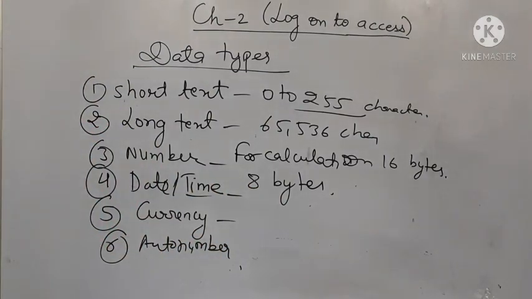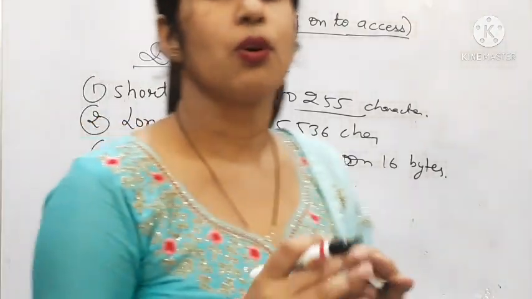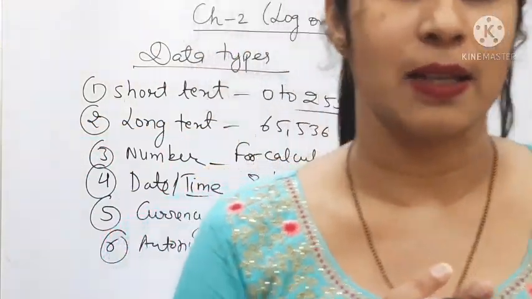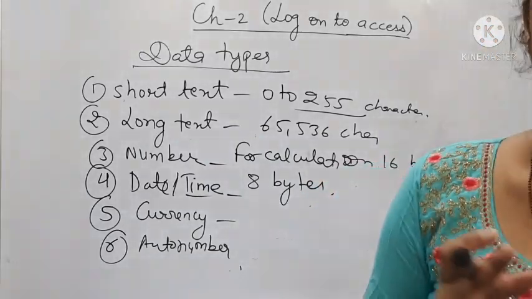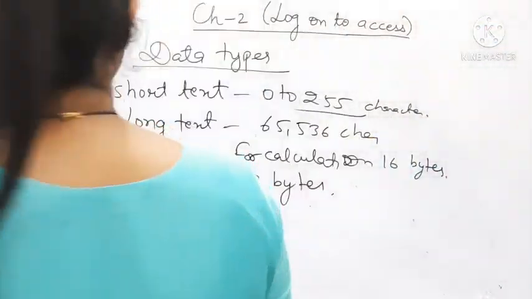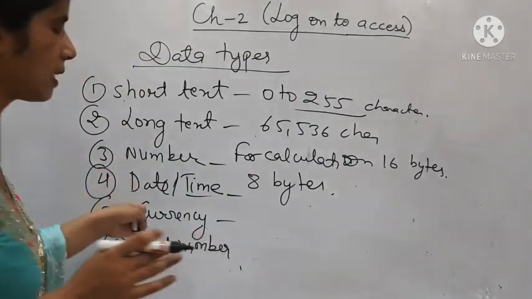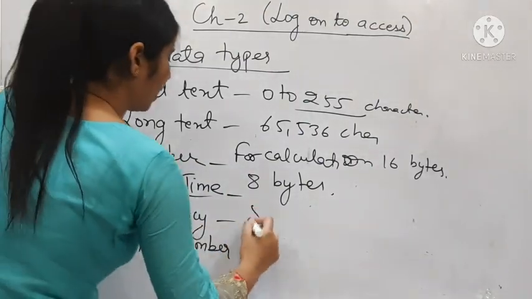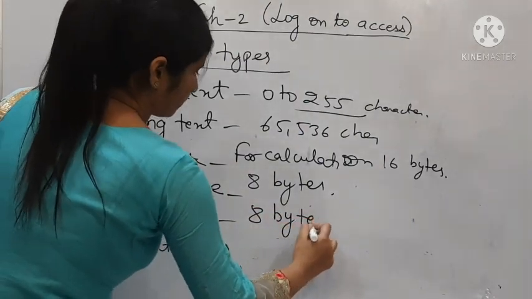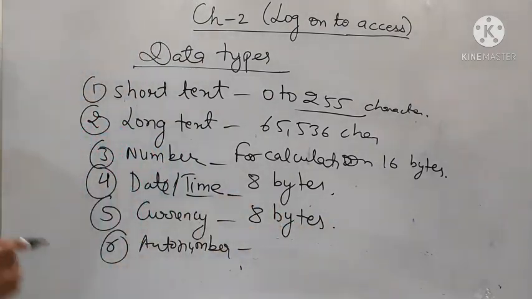The next one is known as currency. Currency we know very well that what is currency? Currency is used to store the type of currency, the rupee, whatever it be. So we can keep the currency values in the currency data type, and its size is up to 8 bytes. The next one is auto number.